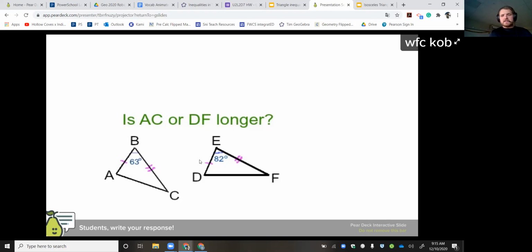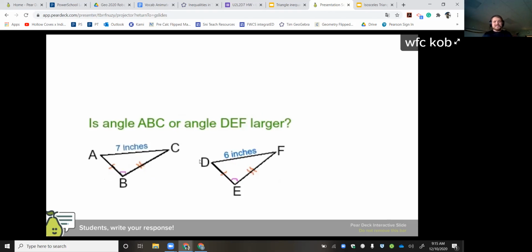Now, I think there's another example next. The same thing works for the sides. Okay, so we've got two congruent sides in each triangle. Then we've got 7 and 6. Do we think that angle B is going to be larger or angle E? B. Angle B should be larger. Yes, angle B should be larger because 7 is bigger than 6. 7 is bigger than 6, so B has got to be larger. Again, we can only use this because we've got those congruent sides.